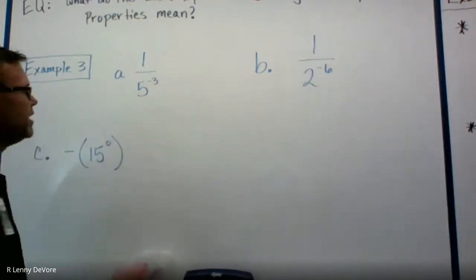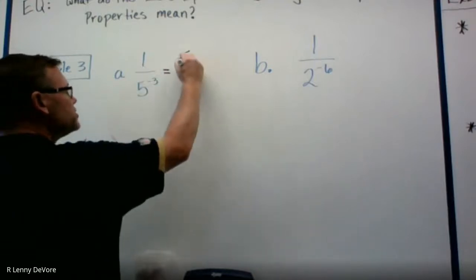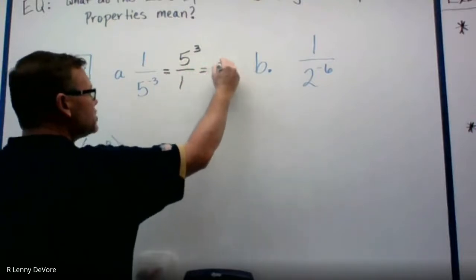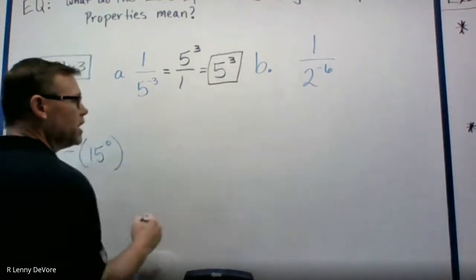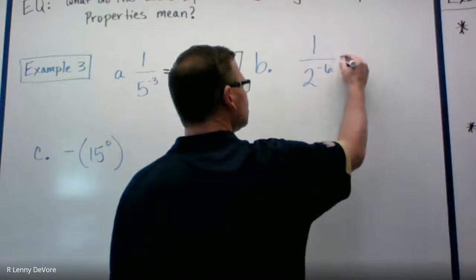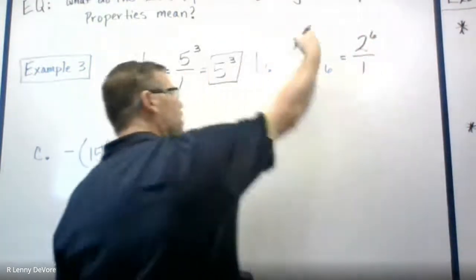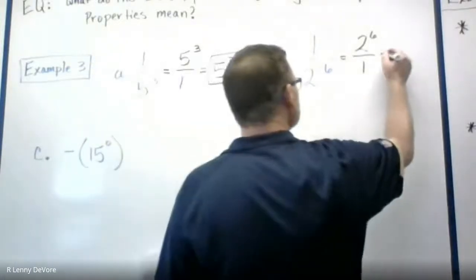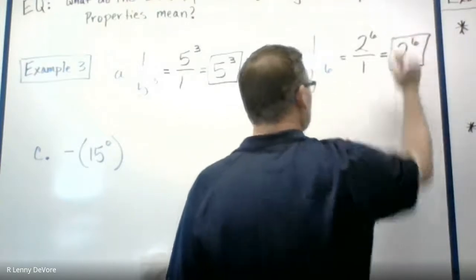I want to get rid of that. So what I'm going to do is I'm actually going to do the reciprocal. So this becomes 5 to the third power over 1, which actually just equals 5 to the third power. That's it. So B, same thing. I'm going to go through. This is going to be 2 to the 6th power over 1. I just put it on the other side so that the exponent would become positive. And then this becomes 2 to the 6th power because it's just over 1.